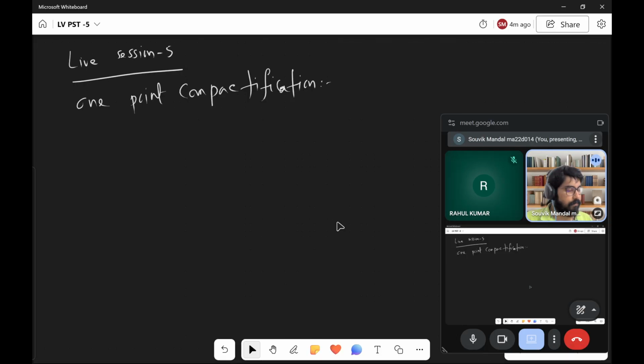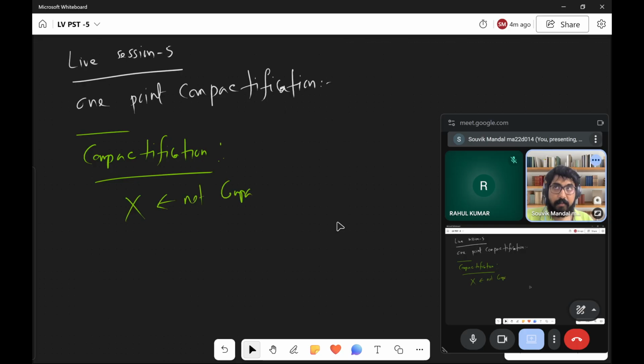First of all, what does it mean by compactification? By the word compactification itself, it is clear that if we have a space X that is not compact, then it is possible to compactify that space. That is called compactification. That means some space is not compact, then you do some operation on the space so that the space becomes compact.